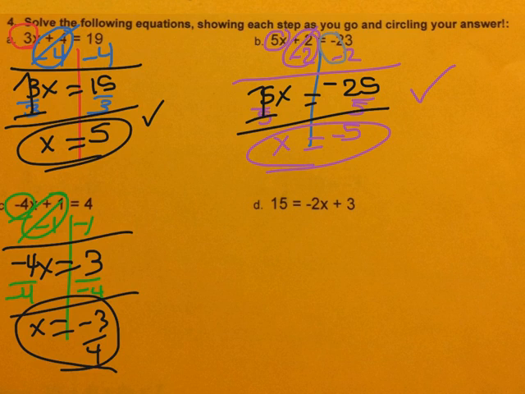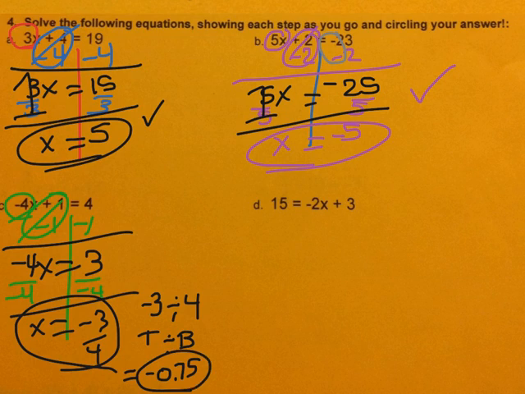If you had divided it in your calculator, you would have put negative 3 divided by 4. Always top divided by bottom. And if you did that, you would get negative 0.75. They are the same thing. Just make sure you know how your teacher wants your answer, okay?